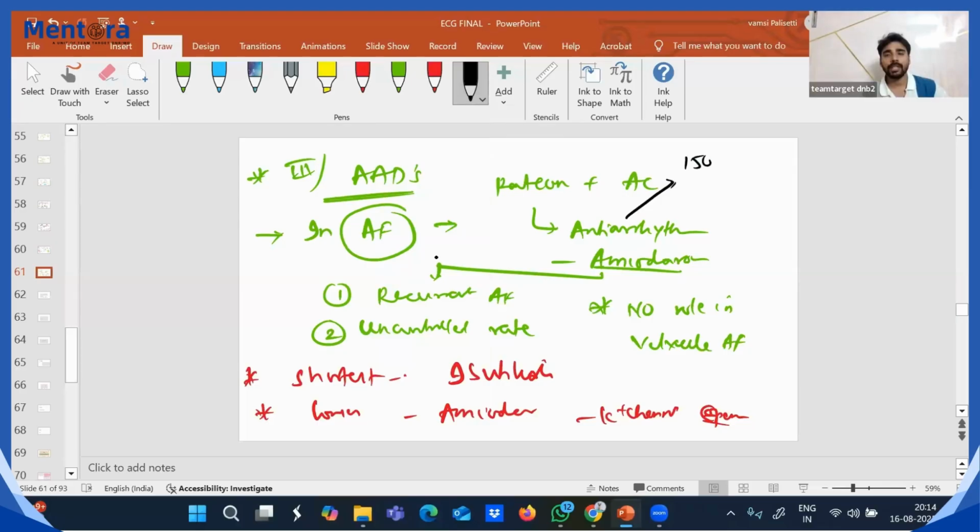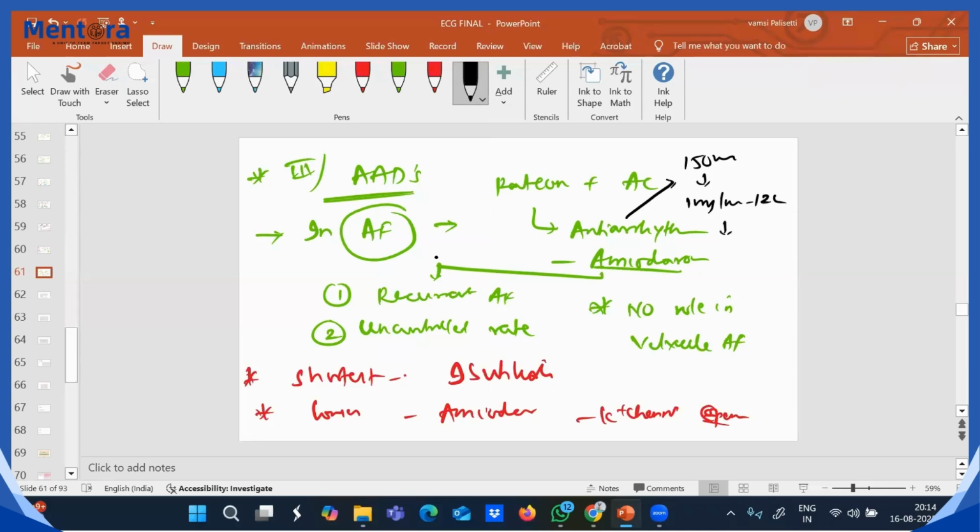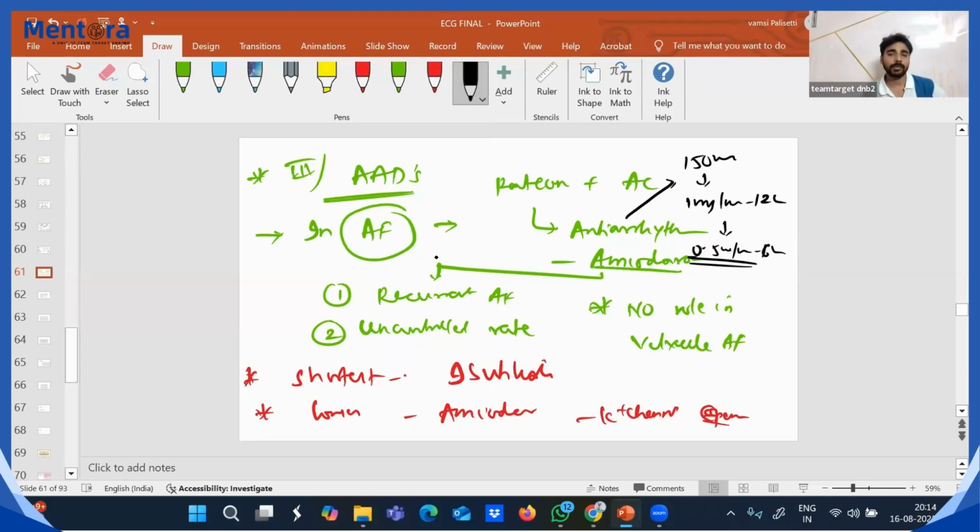Usually 150 mg loading dose, then followed by 1 mg per minute for 12 hours, then followed by 0.5 mg per minute for the next 6 hours. Like that you want to give. Okay. But in the case of cardiac arrest, how much are you giving?